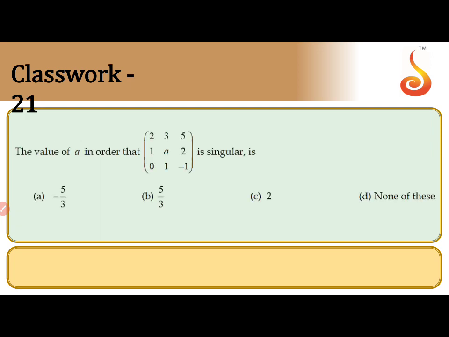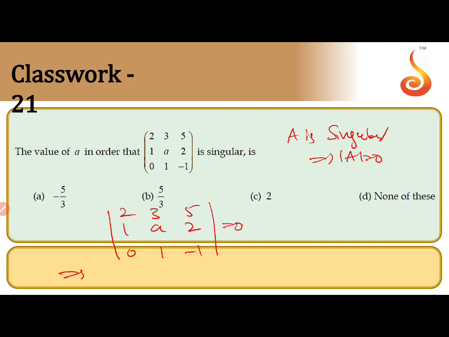So the matrix is a singular matrix. What is the definition of singular? A singular matrix means det A equal to 0. So here det equal to 0. The determinant of the matrix with rows 2, 3, 5, 1, A, 2, 0, 1, minus 1 equal to 0, to get the answer for this one.